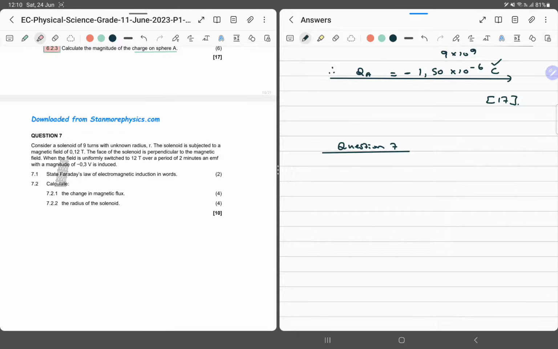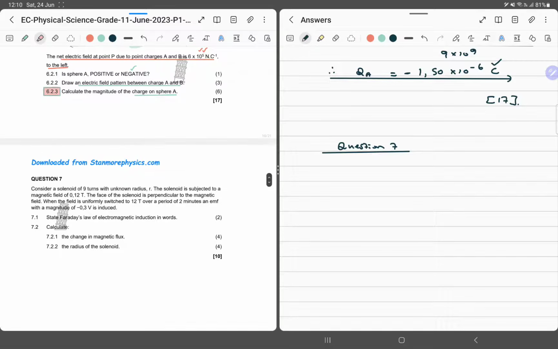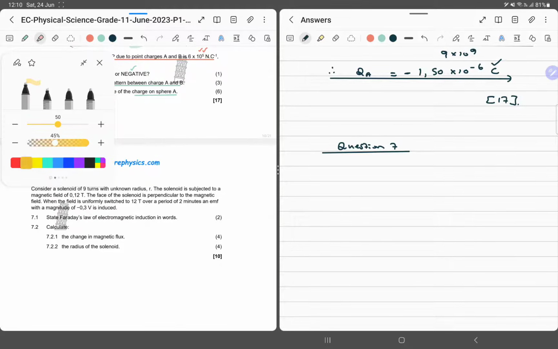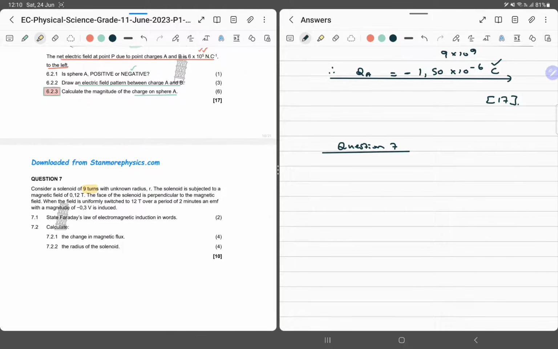So question 7 says consider a solenoid of 9 turns. Please take care of what you are given: 9 turns with unknown radius. Since the radius is not known, it's a possibility that we may need to find it. Now the solenoid is subjected to a magnetic field of 0.12 Teslas.